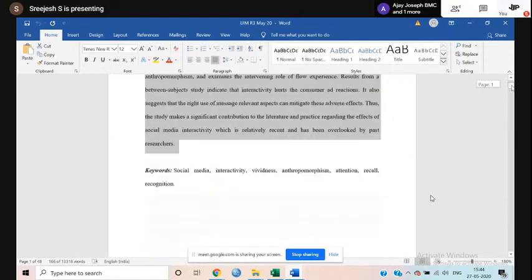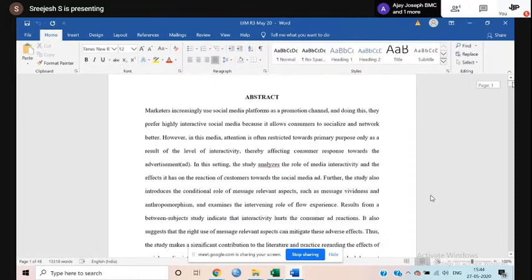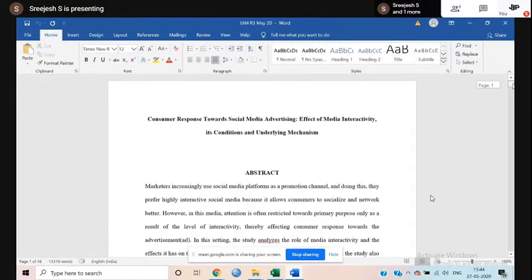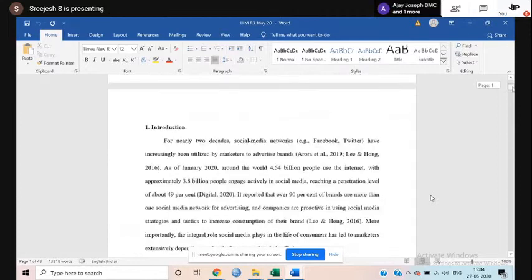And again, that is the front page. Here you need to provide 5 to 6 relevant keywords. 5 to 6 very relevant keywords. That's the style of presentation. So starting from title to abstract to keywords, then you start with the introduction section. That's the presentation style.